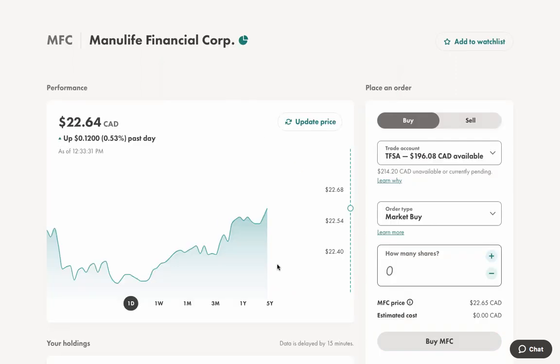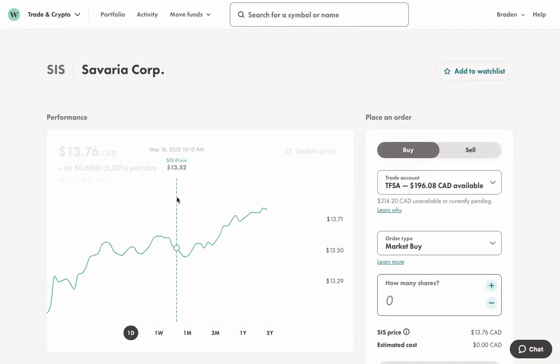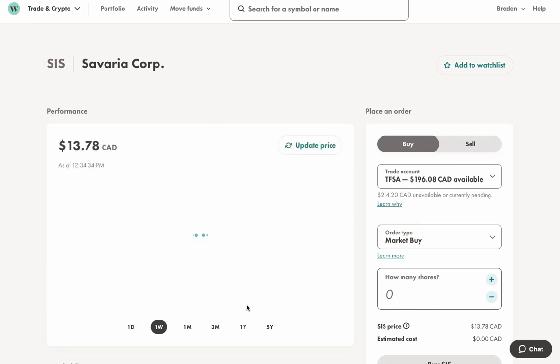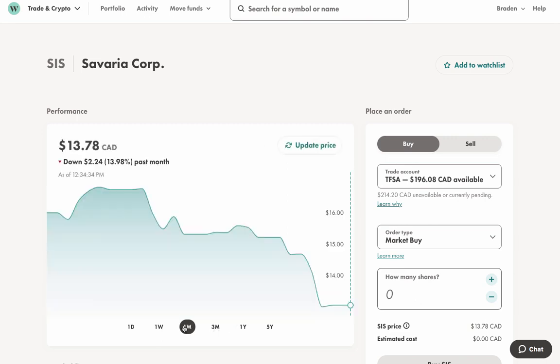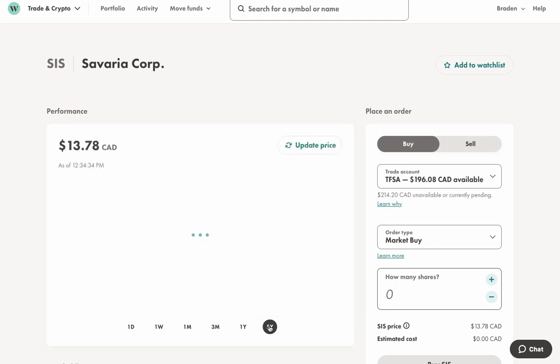And then next up, I'm going to take a look at Savaria. So you can see here they're up 5% in the past day. Like I was saying, I wish I had bought them last week, but you can never know when the bottom is. If we're going downhill, you never know where the bottom is. And this actually might not even be the bottom, just because they dropped off here.